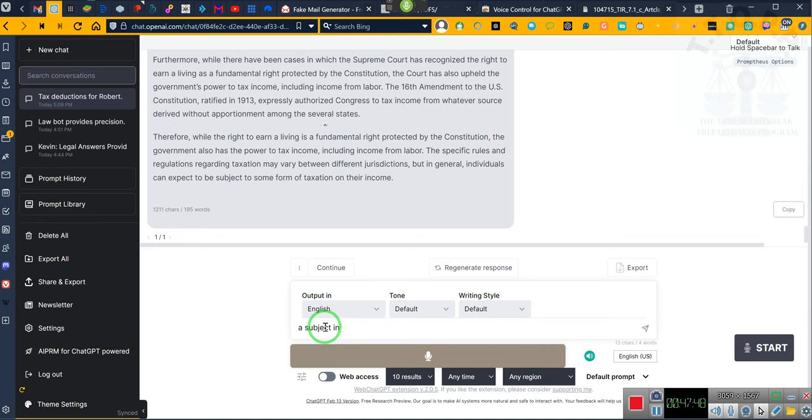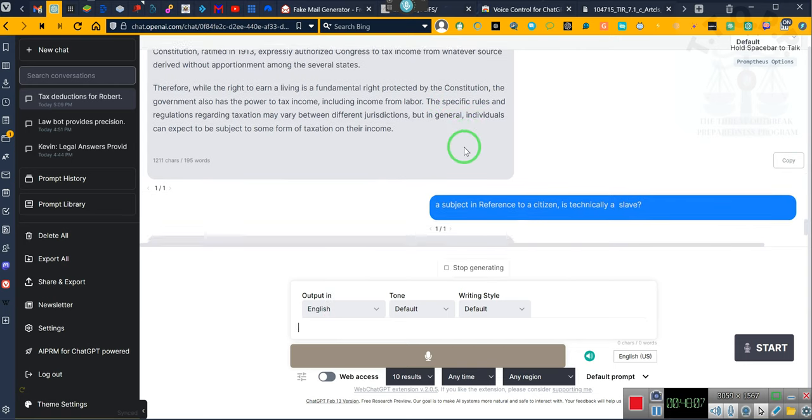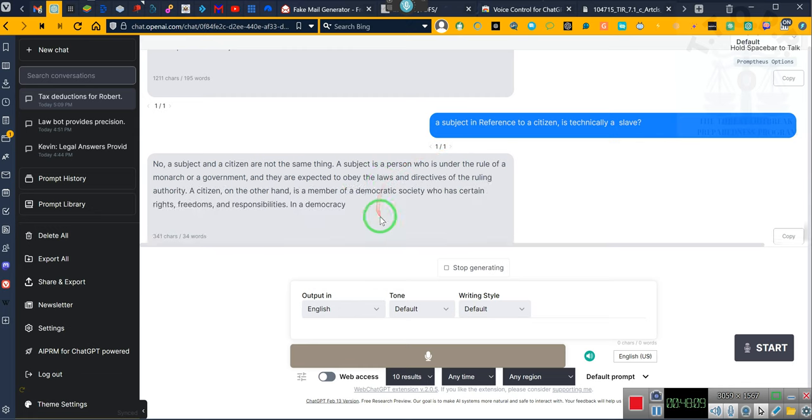Reference to a citizen, comma, is technically a slave, question mark. I have to say technically a slave because of his programming, because he doesn't want to say that a citizen is a slave. No. Okay. Look at that.